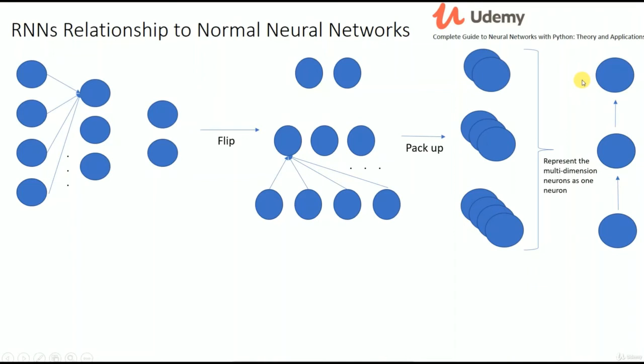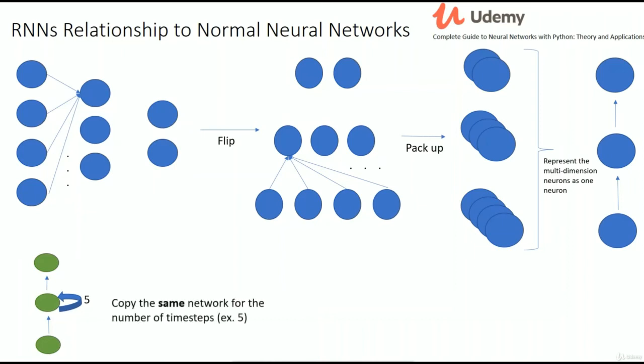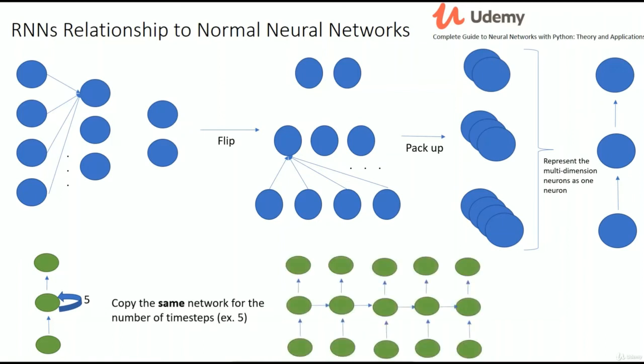Then what we're going to do is take this RNN over here, which is basically a neural network, this neural network, and copy it for however many time steps we want. For example, if we're going to use 5 time steps, then we copy it 5 times. This is what we get: the same network copied 5 times, and each copy is called a time step. At each time step it receives a different input and the previous hidden state.